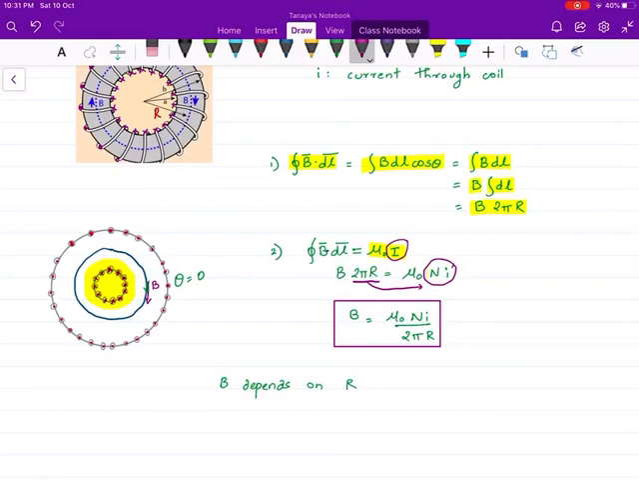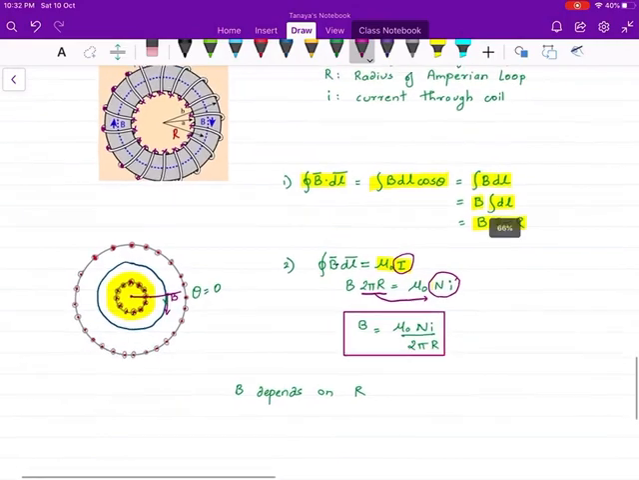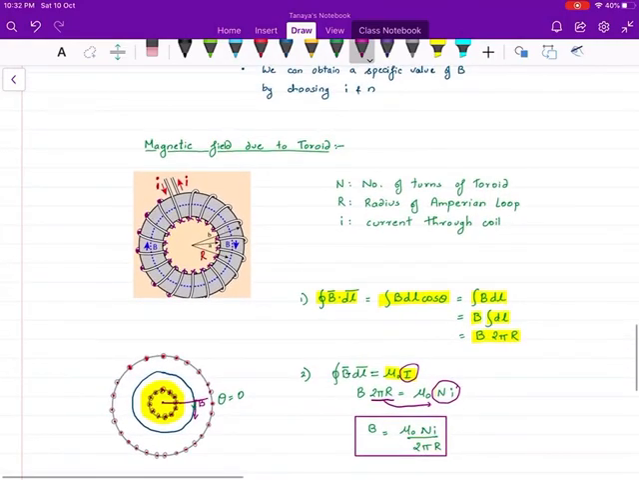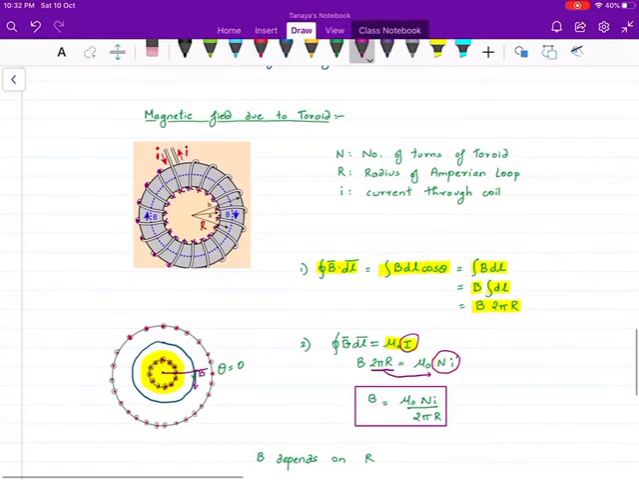Now see, this magnetic field is depending on R. It is inversely proportional. As the distance from the center, R, changes, the magnetic field is also going to change. The more the R, the lesser is going to be B. So we see that the magnetic field is depending on R. In this way, we have used Ampere's circuital law and found out the magnetic field due to a toroid. Thank you.